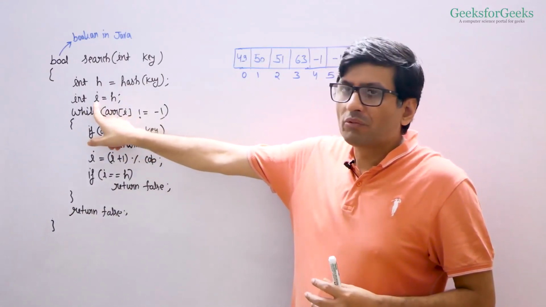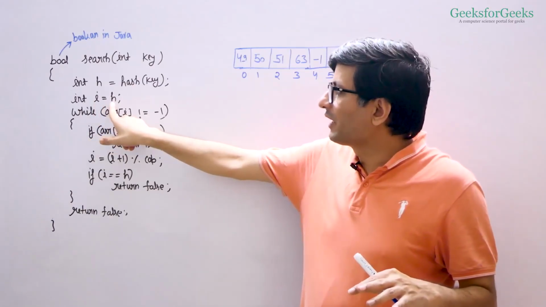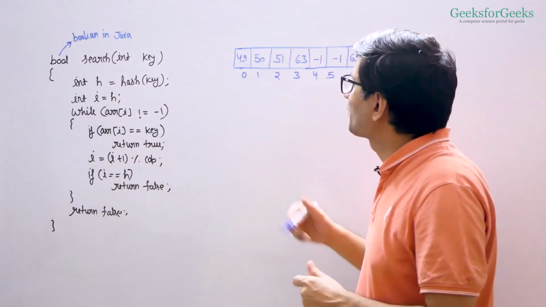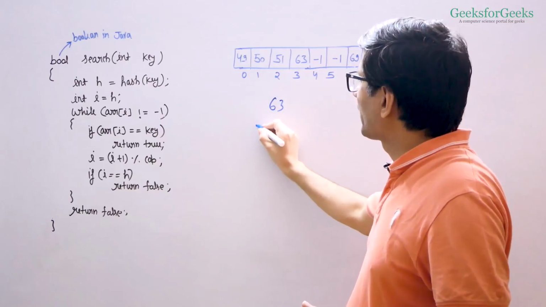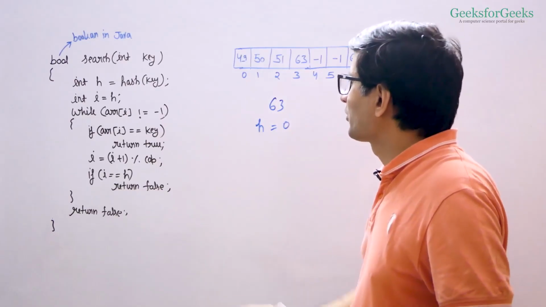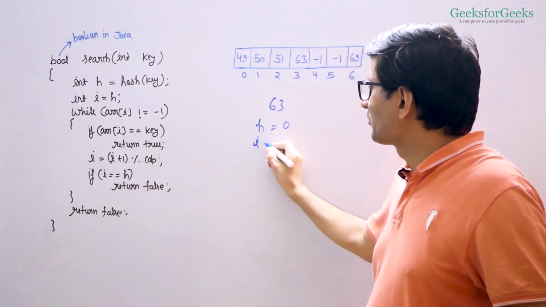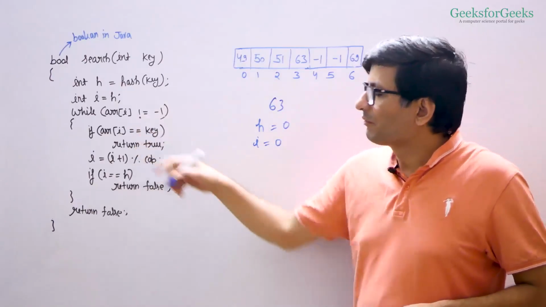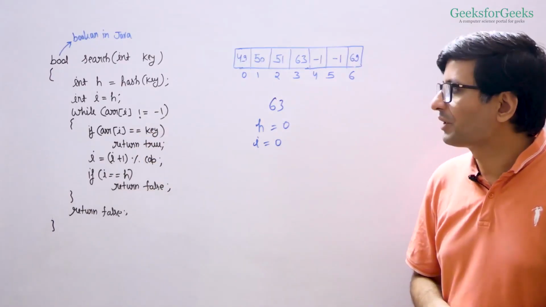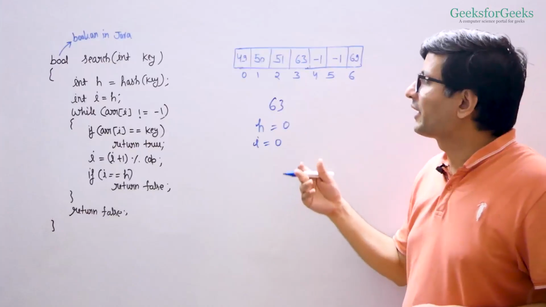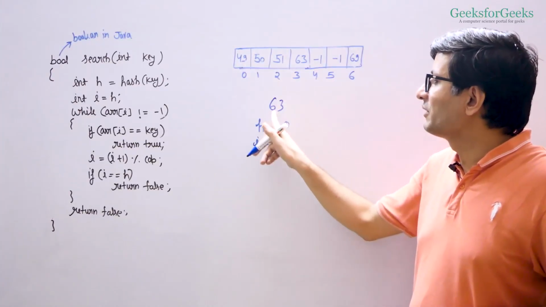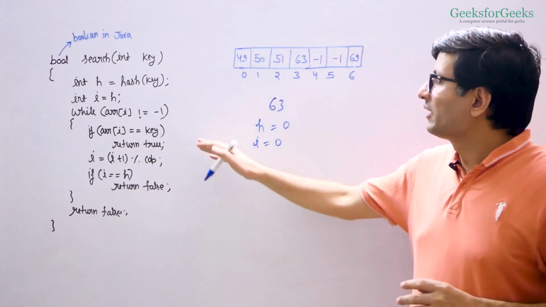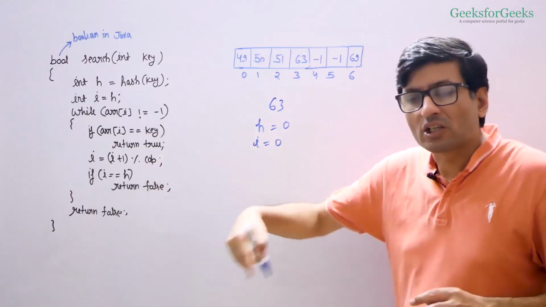It's super simple. We first compute the hash for the given key. Then we run a loop which begins with the given hash index. So say I'm searching for 63. My hash is going to be 0, so my i is going to begin from 0. Then I'll run a loop while array[i] is not equal to -1. Inside the loop, I'll compare array[i] with key. So I'll compare 49 with 63. They're not matching. Then I'll go to the next index in a circular manner.